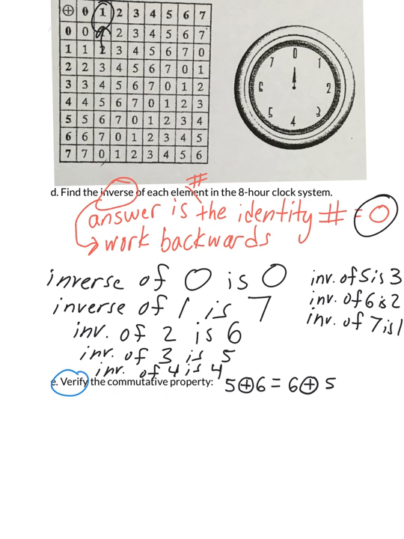We're back to verifying, so we're back to moving in a forward direction on the table. So here's 5. We're going to add 6, and they intersect at 3. So 5 plus 6 is 3. Now let's do 6 plus 5. We should get another answer of 3 if we're doing it correctly. So here's 6 plus 5. And sure enough, we land on 3 again. So we have verified because we got the same answer on both sides of the equal sign, that the commutative property holds true even with clock addition.